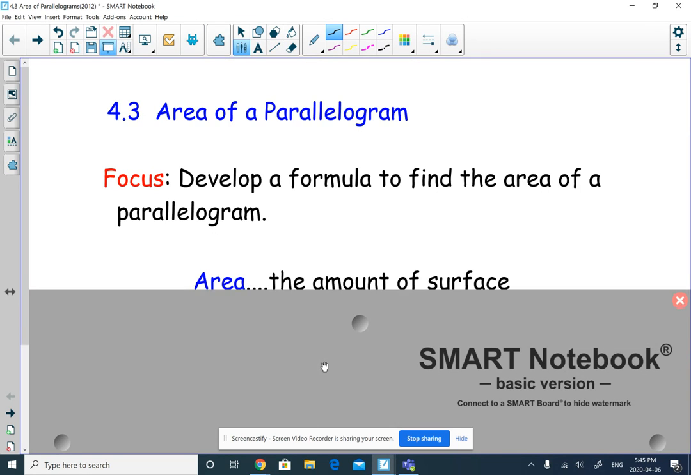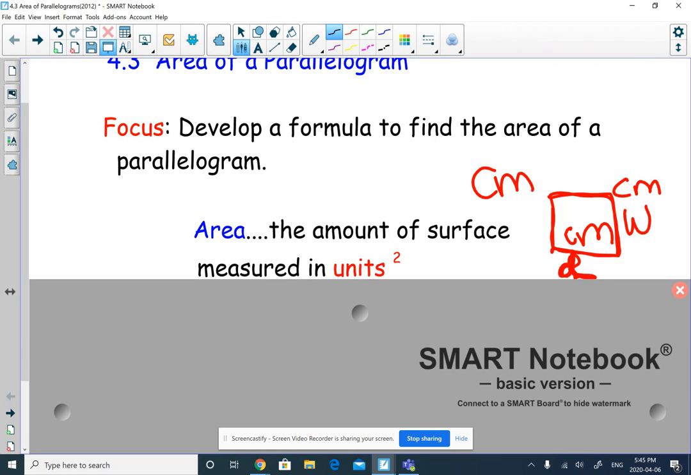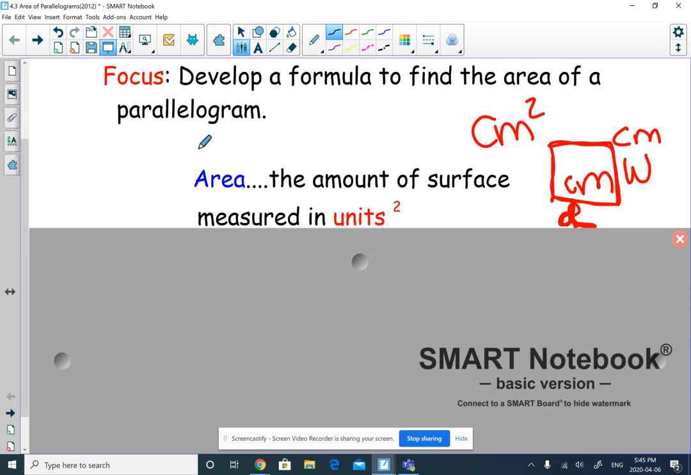So area is the amount of surface, and it's measured in units squared. You guys probably remember that to find the area of a square, it's length times width, right? So that's A = L × W. And it's measured in unit squares because you have centimeters times centimeters, right? So you end up getting centimeters squared. So that's what we need to know for area.